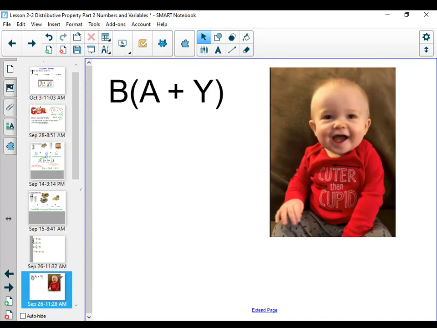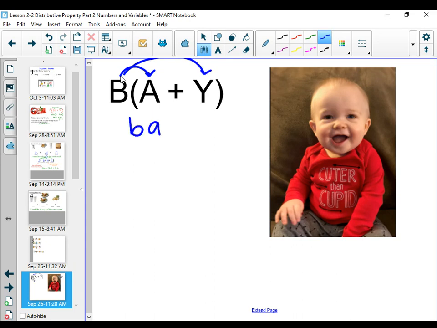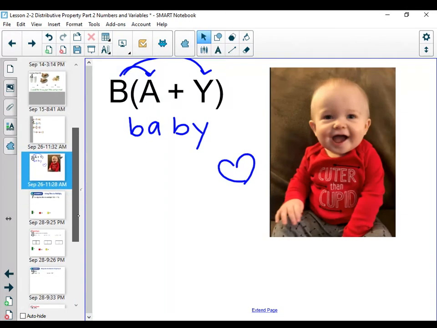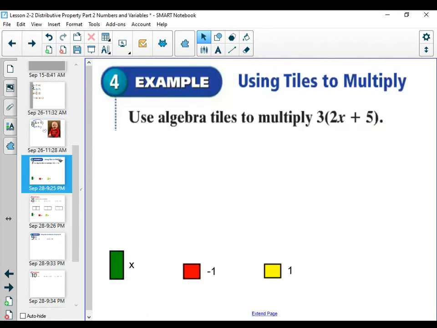Here's another super cute example. This is Tate. He's not a baby anymore. Now he's a big 3-year-old. But he was such a cute baby. Here's what would happen. I would take B times A and B times Y. And now I have the word baby. Look how cute he is. All right, back to the wonderful world of math.